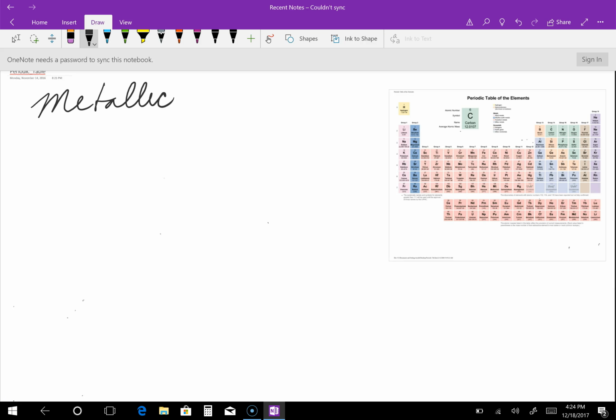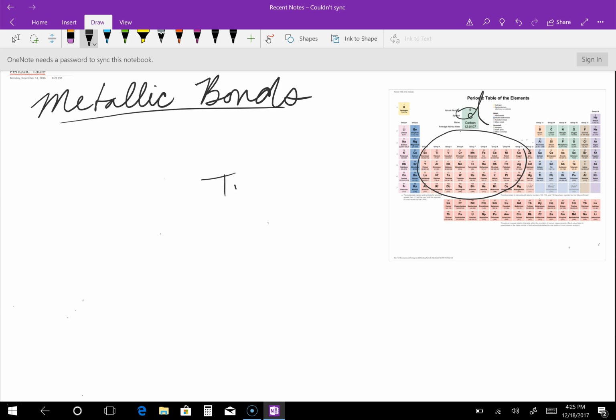Hey, welcome back. Let's take a look at metallic bonds. Metallic bonds are found in the D block. This is where the transition metals are located. Remember, these metals have different oxidation numbers or different states.